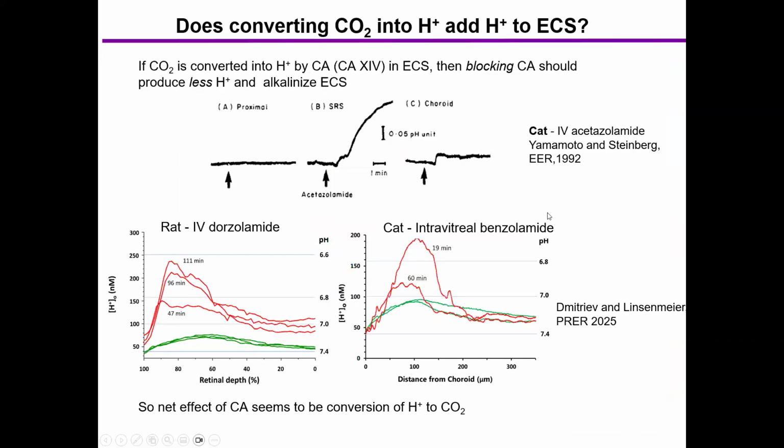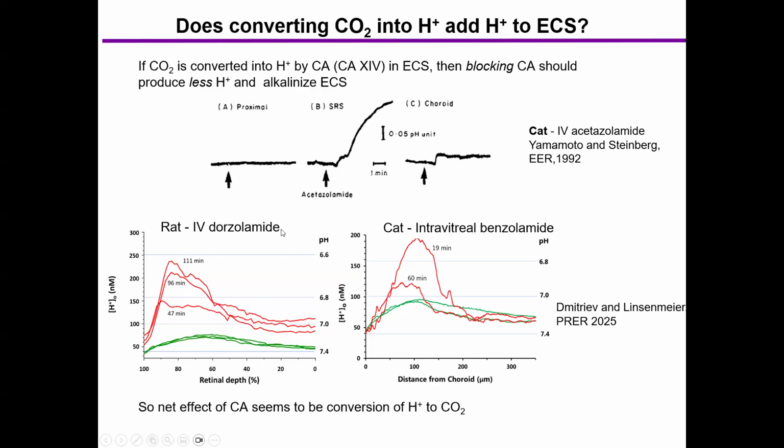Here's what happens if you use a carbonic anhydrase inhibitor. So the first evidence of this was, again, from a Yamamoto paper. If they had the electrode in the inner retina and gave intravenous acetazolamide, they saw really nothing happening. But if they had the electrode in the subretinal space and gave acetazolamide, the extracellular space strongly acidifies.